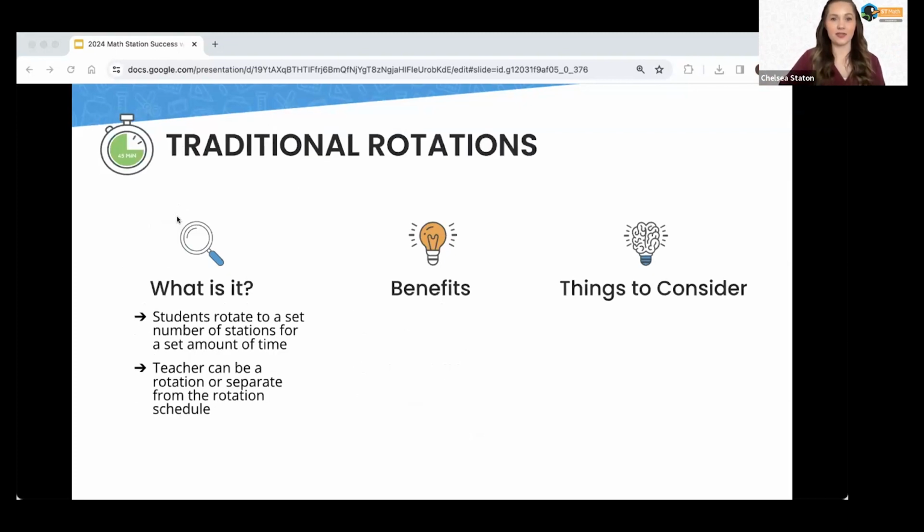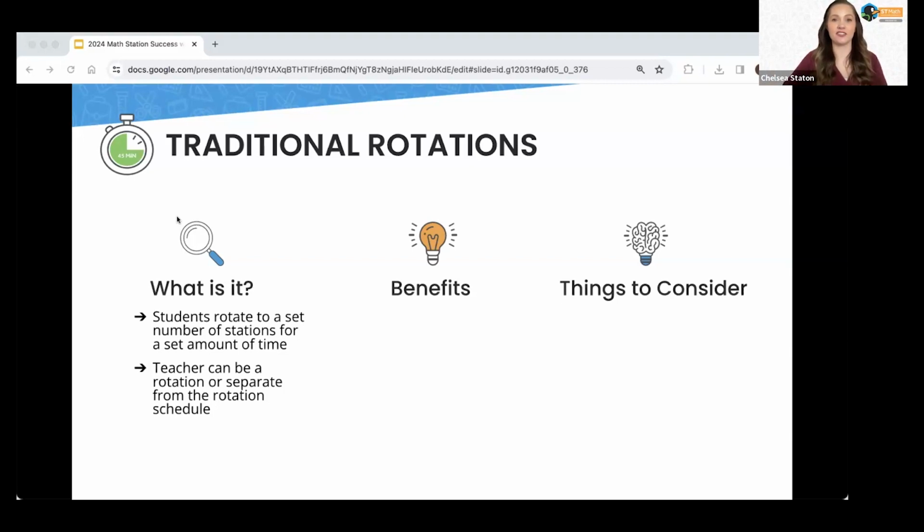So the last one is traditional stations, which I feel like when people think of math stations, this is what they think of. And so I've done every type of math station that I could think of. I've tried them all out. In the last few years, this is the one I landed on just because I found that students were needing more structure. I needed more structure.